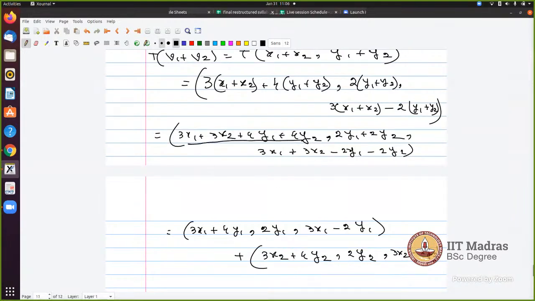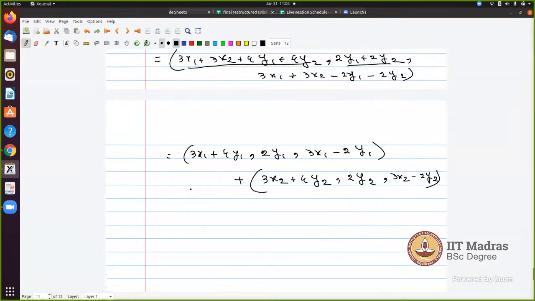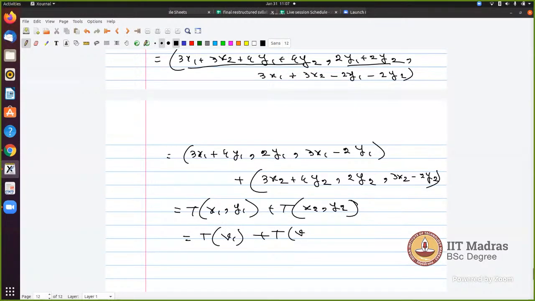Yes, sir. This will give me the first one, this is the second one, this is the third one, right? Yes. So the first element is T of x1 comma y1. This is T of x2 comma y2. That means it satisfies T of b1 plus T of b2.